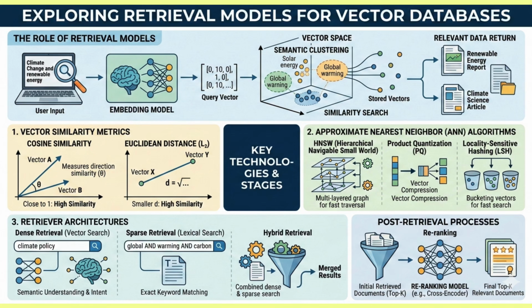In a vector database system, all data is first converted into high-dimensional numerical arrays called vector embeddings using an embedding model. Semantically similar items are mapped to vectors that are positioned closer together in the vector space.